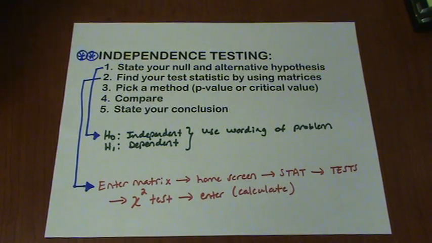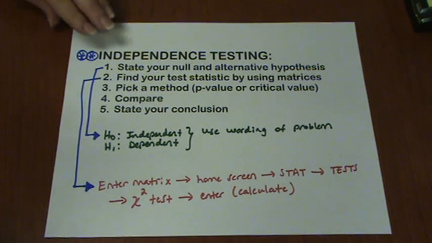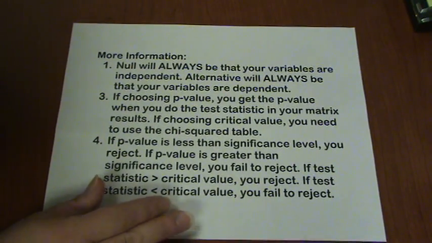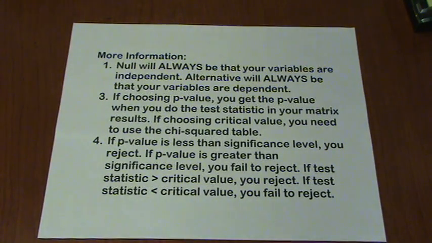Okay, a couple of bits of information for each of these steps. Alright, number 1, null will always be that your variables are independent. Alternative will always be that your variables are dependent. If you're choosing the p-value, you get the p-value when you do the test statistic in your matrix. If choosing critical value, you need to use the chi-square table, which I've just mentioned.